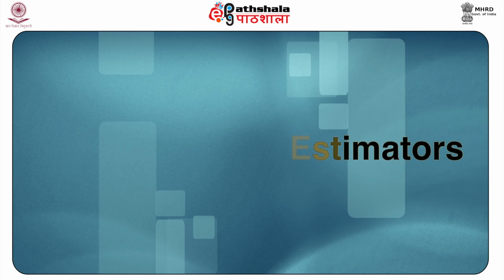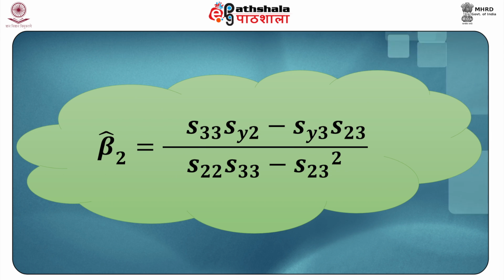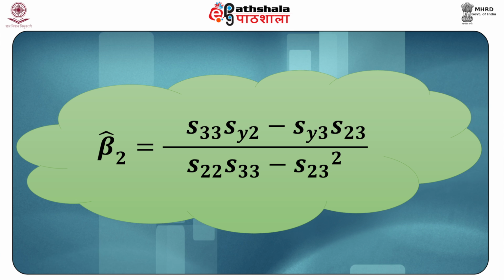Beta 2 hat is denoted to be equal to (S33 SY2 minus SY3 into S23) upon (S22 into S33 minus S23 square). Now, to find the variance, we need the homoscedasticity assumption, as it simplifies the derivation. However, we do not show the proof here and simply state the formula as in Gujarati and Porter. Refer to the relevant section for its derivation using matrix algebra.